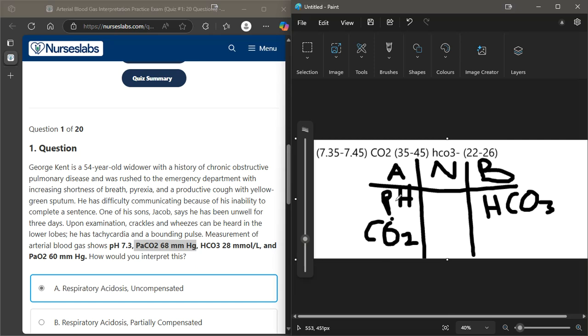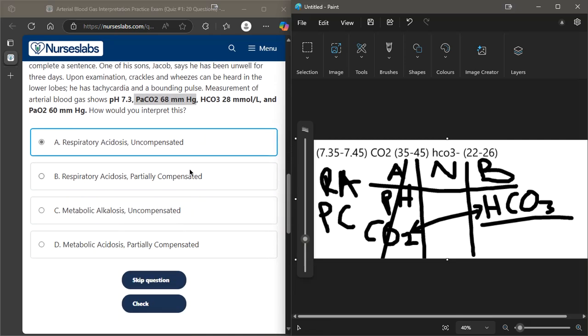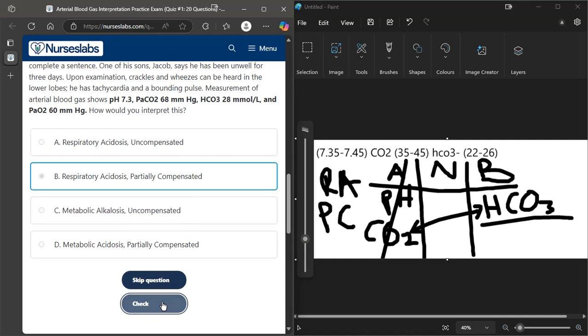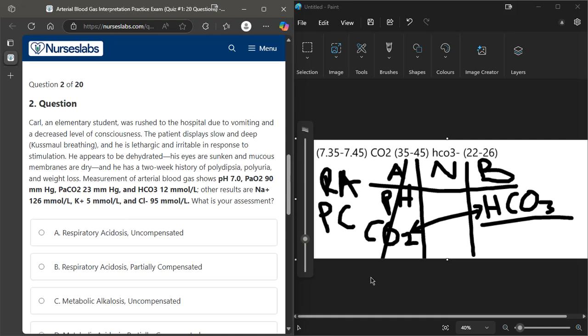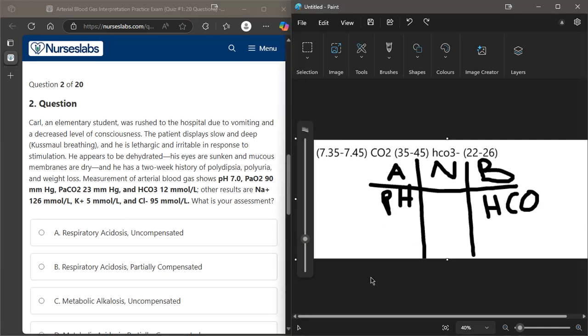So we have pH and carbon dioxide, and they're both in the acidic aspect. So what we end up having is a respiratory acidosis. The next thing that we're supposed to look at is the compensation. Yes, there's compensation. We're seeing that the bicarbonate and the carbon dioxide are on two opposite ends, since bicarbonate is under the basic part. So there we have partial compensation. So, respiratory acidosis partially compensated. And that is our correct answer. Okay, we can move on to the second one.